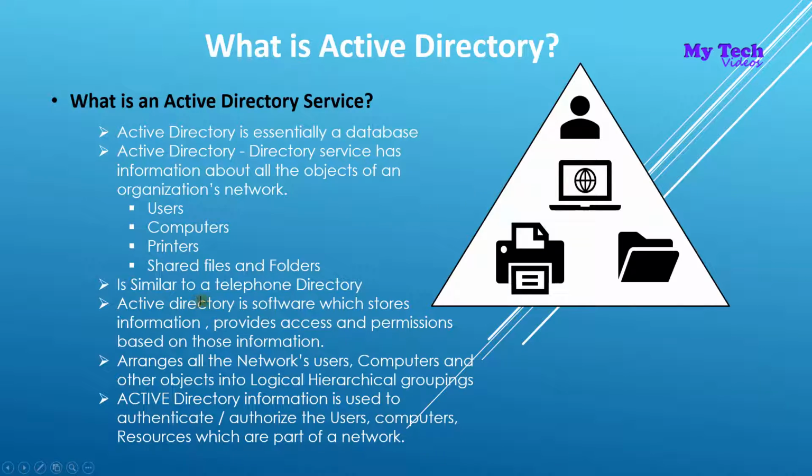It's very similar to a telephone directory. If you just look at it, there is a business name in it, business address, business phone number, business email address, things can keep adding to it, and that's how that business is identified. Active Directory is exactly the same thing. Active Directory is actually a software which stores information and provides access and permissions based on that information. It also arranges all the network users, computers, and other objects into logical hierarchical groupings. Active Directory information is used to authenticate and authorize the users, computers, resources which are part of a network.